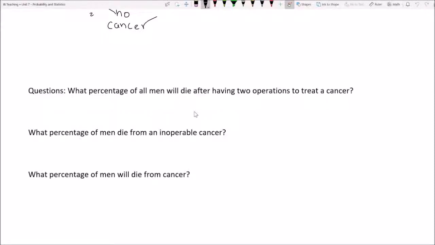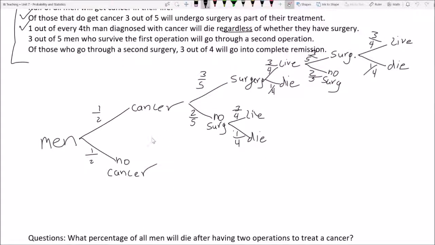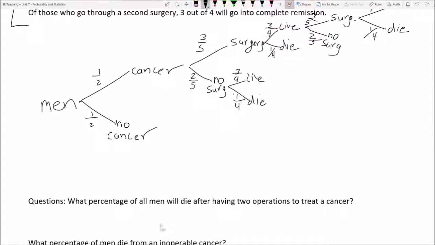So some people try to oversimplify this and they say, all right, cancer, 2 operations, and then die. They go, oh, it's 1/4 of all men. But no, it's not that simple, because you have to think, in order for a man to fall into this category, what series of events have to happen? And this is the 3rd time I've said that in this video. It's not that just one thing has happened. This is a whole bunch of events.